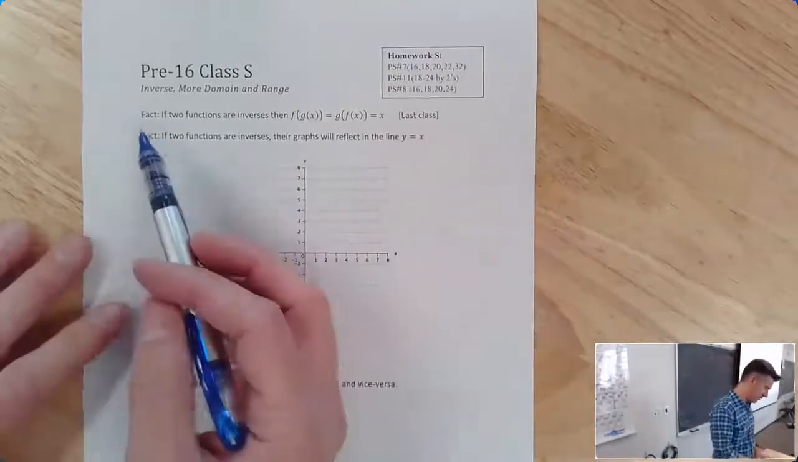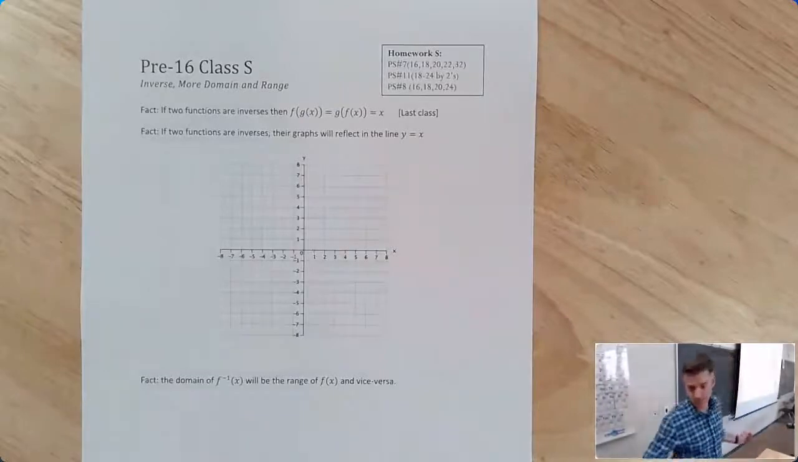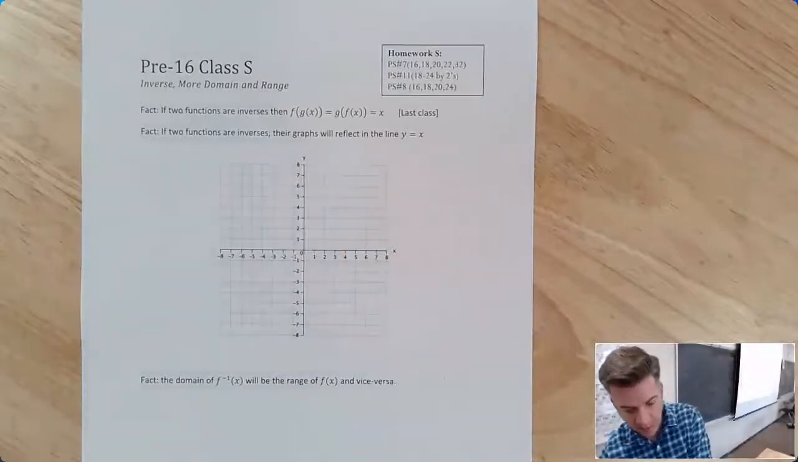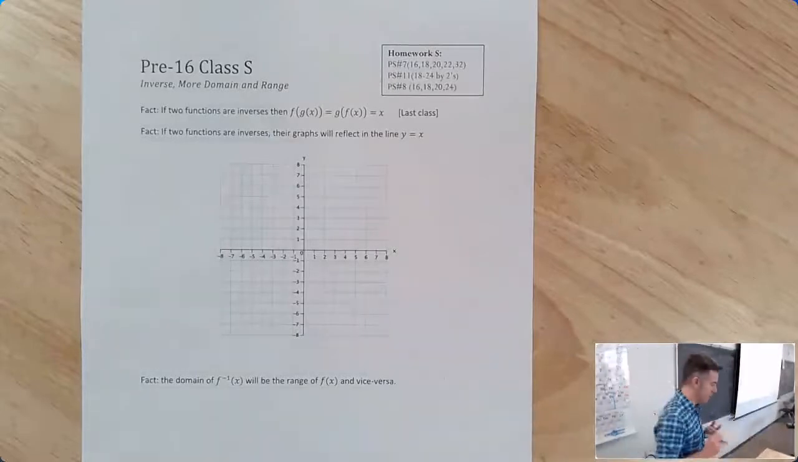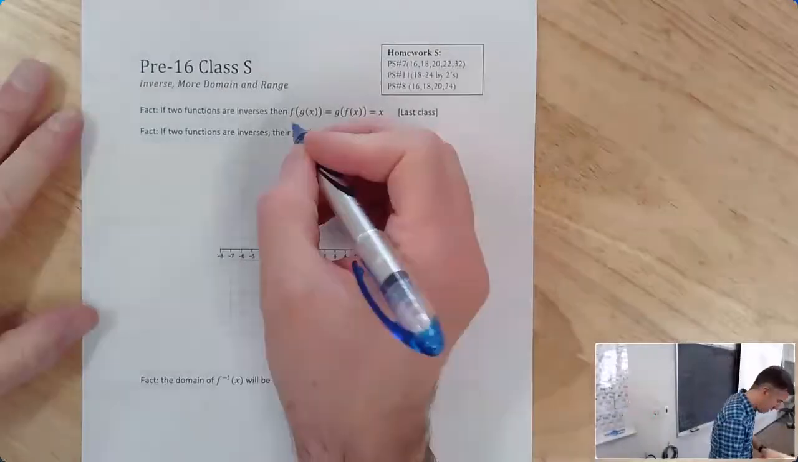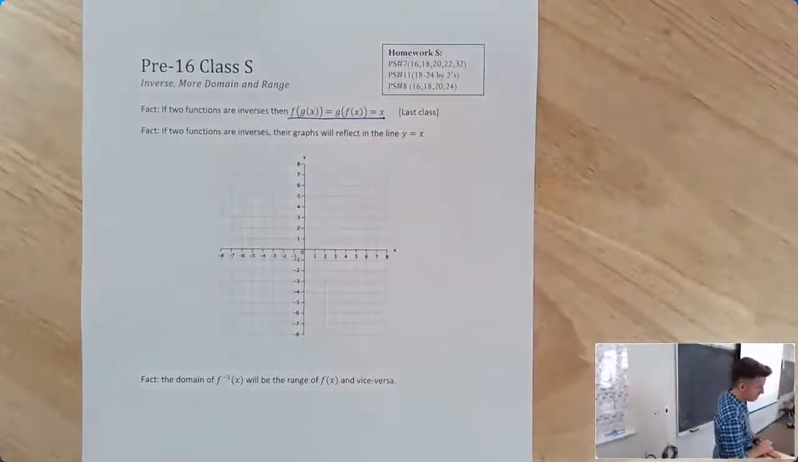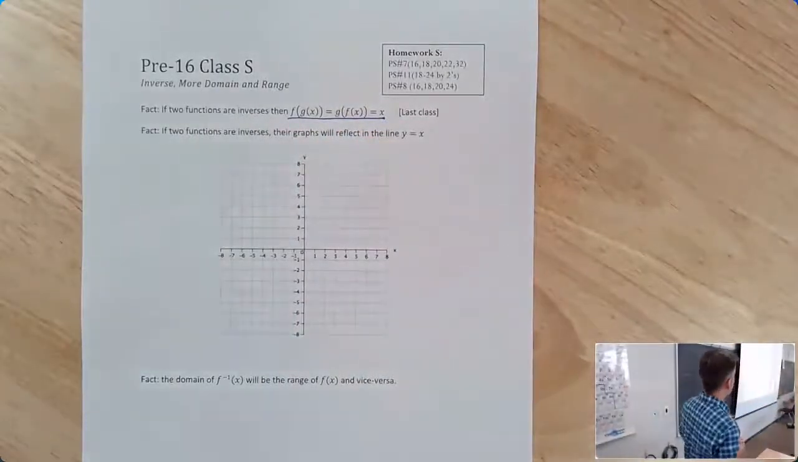So we've got inverses, more domain, and range. Last time we saw that if two functions are inverses, f of g of x and g of f of x are both equal to x. It's really important that they're not just equal to each other, they're also equal to x, because they're undoing each other. This is what we typically check to see if two functions are inverses. The other thing that is good to know is that if two functions are inverses, their graphs will be reflections of each other in the line y equals x.